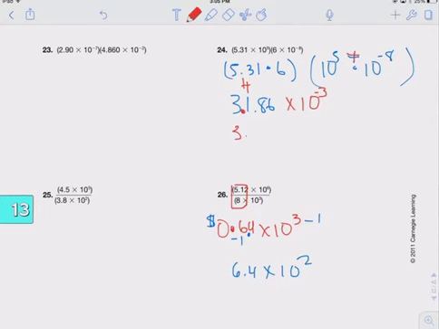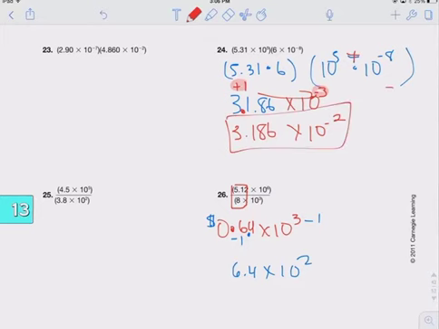So 3.186. Add 1 to this. What will you get? 10 to the negative 2. You need to add 1 here. Add 1 to this. Get that answer.